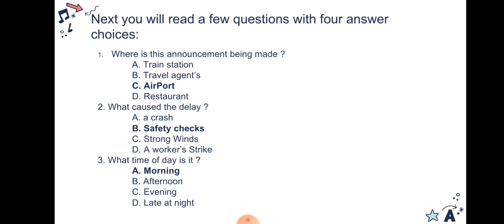Number 2, what caused the delay? A. A crash. B. Safety checks. C. Strong winds. D. A worker strike? The answer is B, safety checks. What time of day is it? A, morning, B, afternoon, C, evening, D, late at night. The answer is A, morning.